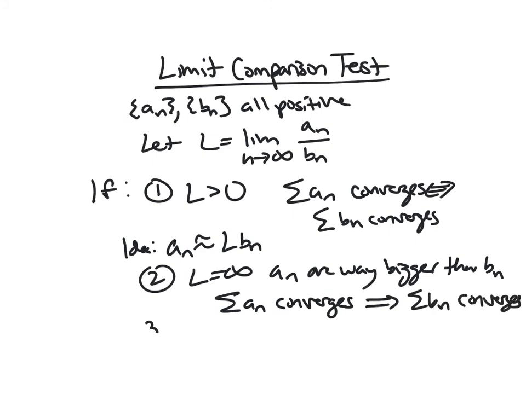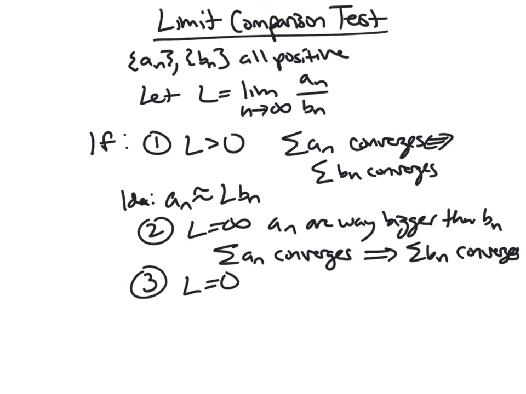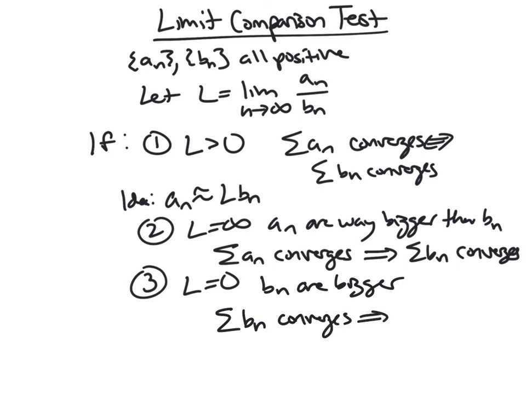And then the last one is the same idea, but the other way around, right? So if L is 0, then what does this mean? Our bn are bigger. And so in this case, we can again use direct comparison and say, hey, if the sum of the bn converges, then the smaller guys, the an, this series must also converge. So basically, if your L is a finite number, they're going to do the same thing. If L is infinity or 0, you can only get an implication one way.